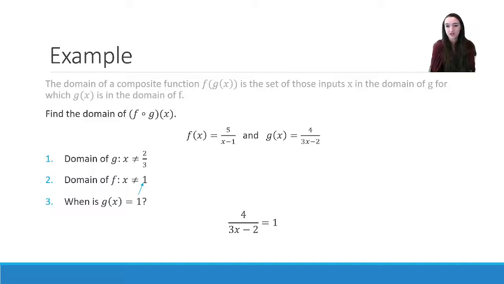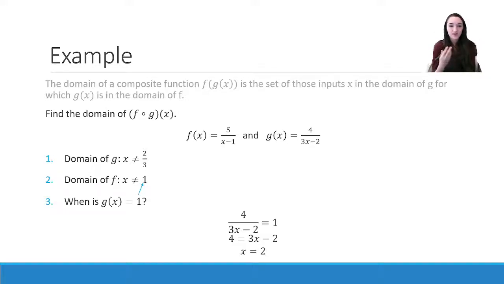So we solve that. 4 divided by 3x minus 2 equals 1. We're going to do cross multiplication. So remember, to solve this, we cross multiply. So it'll be 4 equals 3x minus 2. And then we add 2 and divide by 3, to get x equals 2. So that'll be adding 2 is 6, divided by 3 is 2. Yeah, so x equals 2.